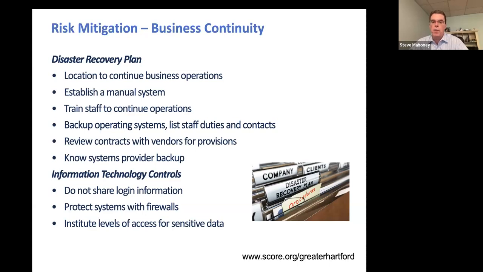Thinking about your business operating systems and having backups, having a list of any staff tasks or contacts in the event something were to happen, you have something you can review. Understanding if you've got contracts with your key vendors, if there are any provisions for if they go out of business, what happens with them, or any catastrophic issue that happens with your business that you need to tap into them for support.